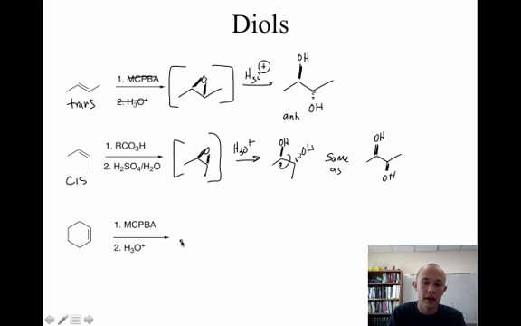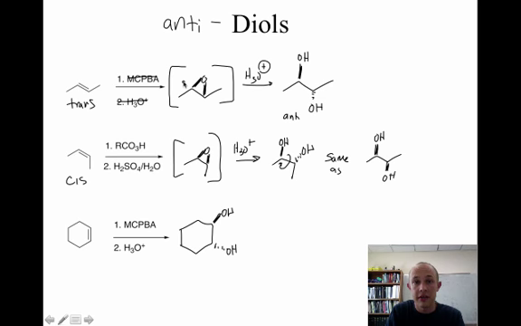What can be a little bit easier to see is if we start with a cyclic compound, we're going to always get the trans diol in this case. Okay, so that's epoxidation followed by ring opening. These are anti-diols. So this is what you want to do to make anti-diols.